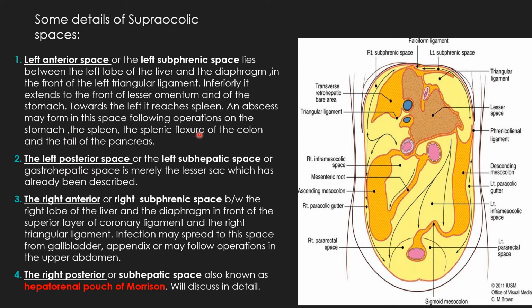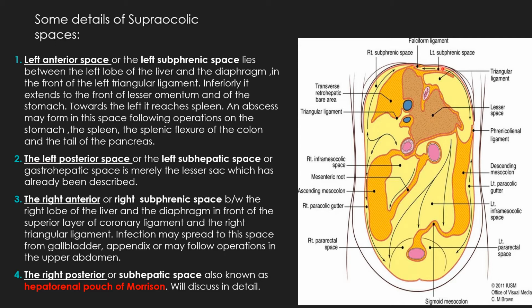So students, this space is known as the left anterior space, also known as the left subphrenic space. As you can see, it lies between the diaphragm and the left lobe of the liver, in front of this left triangular ligament. So you see, this is the left triangular ligament, and between the diaphragm and this left triangular ligament is known as the left subphrenic space.